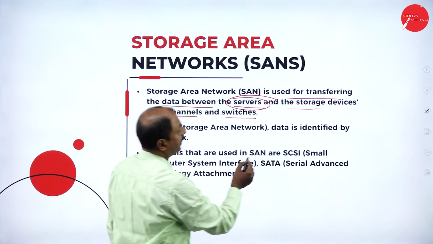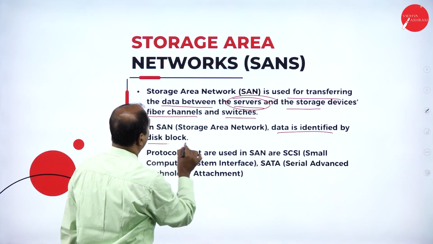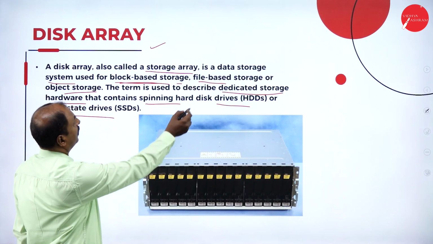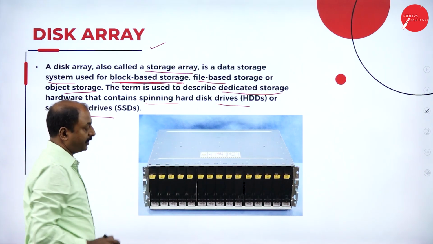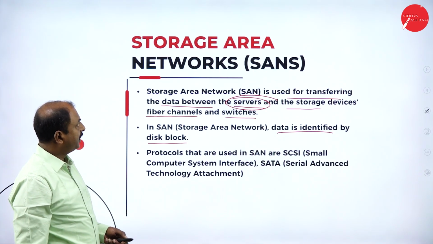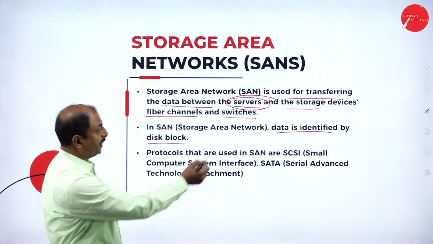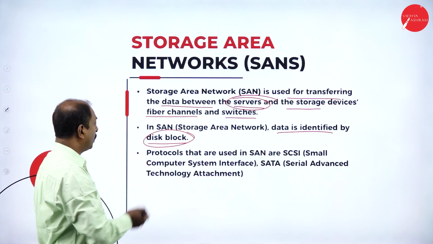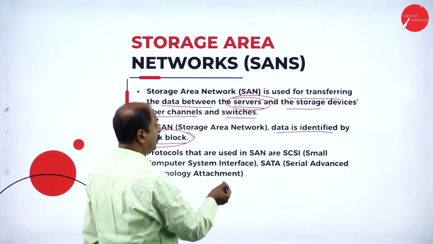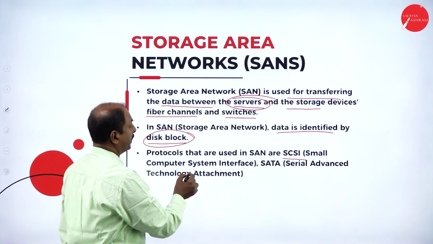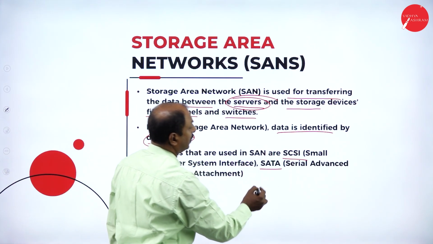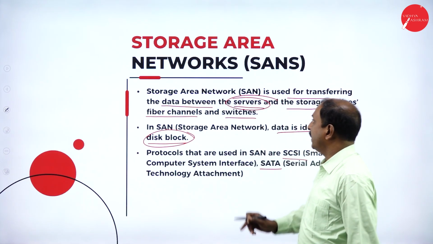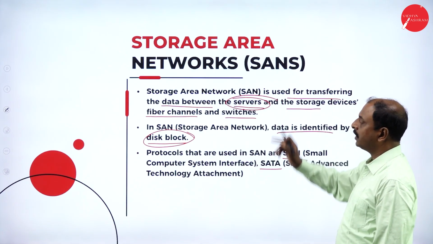In a SAN, data is identified by the disk block. As you have seen in the previous slide, this is a block, and we are using it for block-based storage devices. So in a storage area network, the data is identified by the disk block, meaning which block the data belongs to. The protocols used in SANs are SCSI, Small Computer System Interface, and SATA, Serial Advanced Technology Attachment. These are the protocols involved in storage area networks.